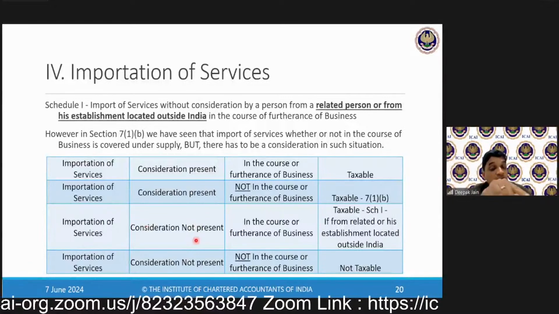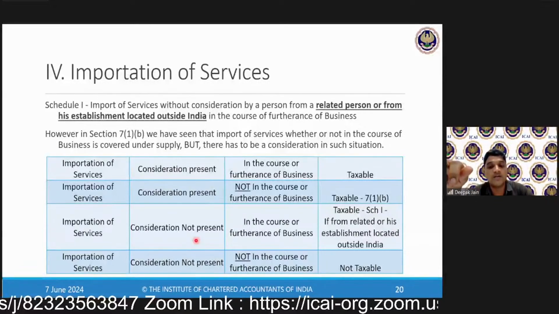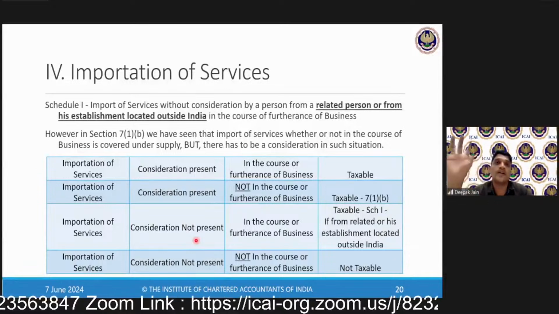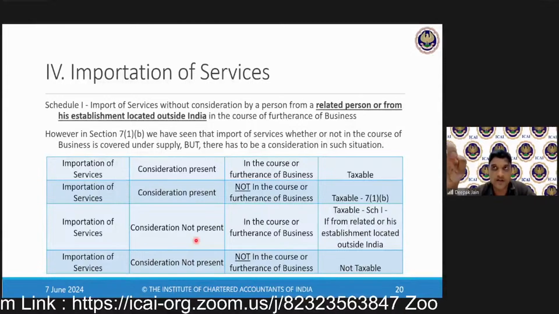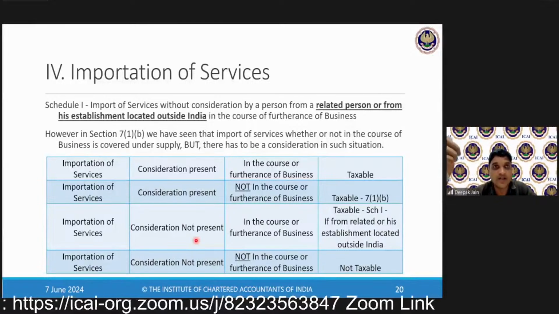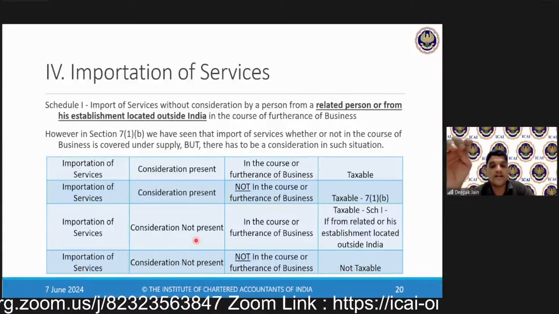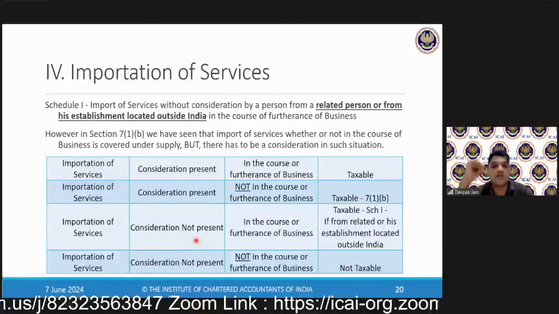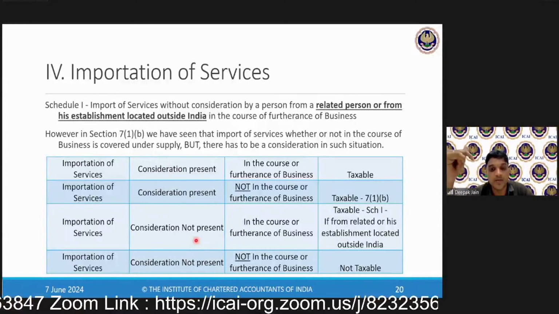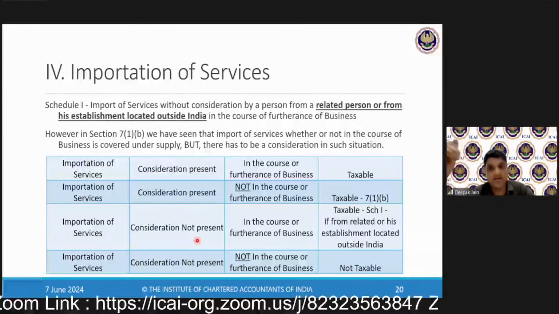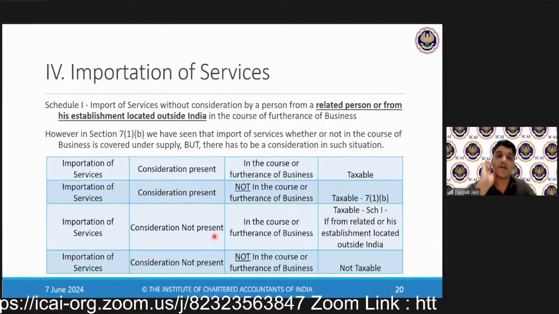Will it be taxable? That is when Schedule 1 comes in, saying that even if there's no consideration, it will be taxable if it is from a related person or his establishment located outside India. Only in such scenario. So if you're importing something in the course of furtherance of business, but you're not giving any consideration, it will be taxable only when you are importing from a related person or an establishment located outside India. Then it will be liable, not in other scenarios.